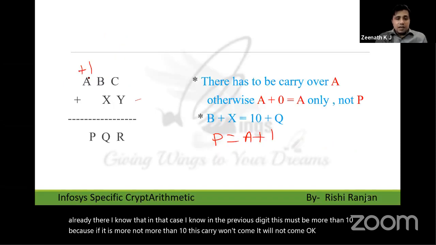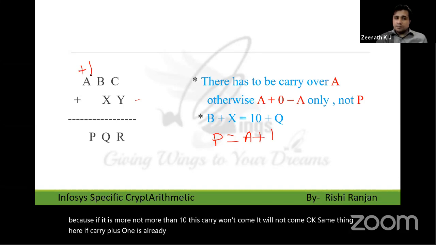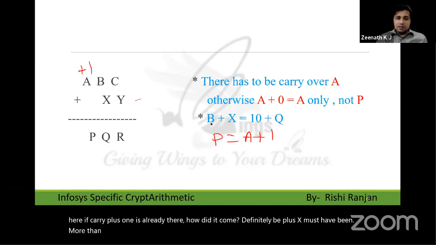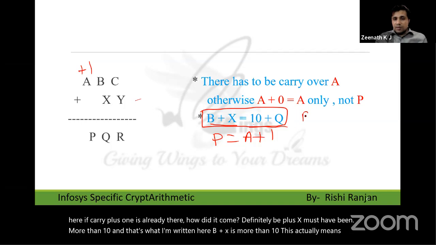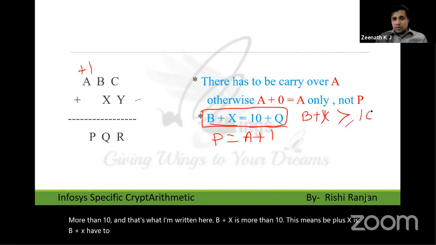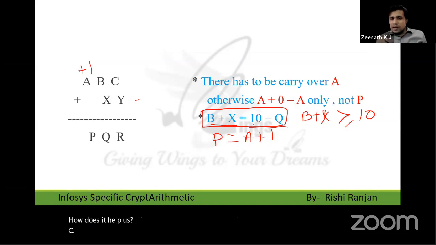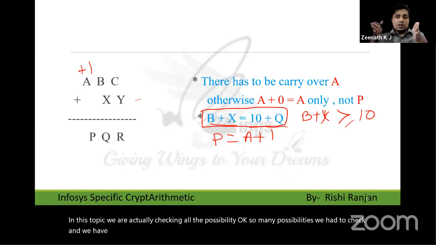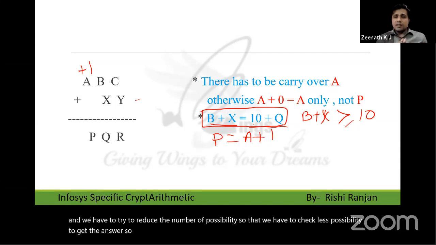Same thing here. If carry plus 1 is already there, how did it come? Definitely, B plus X must have been more than 10. And that's what I've written here. B plus X is more than 10. This actually means B plus X has to be more than or equal to 10. That's what it means. How does it help us? See, in this topic, we are actually checking all the possibilities. So many possibilities we have to check. And we have to try to reduce the number of possibilities so that we have to check fewer to get the answer. So by writing all these points, we are trying to limit the number of possibilities. That's all we are doing.